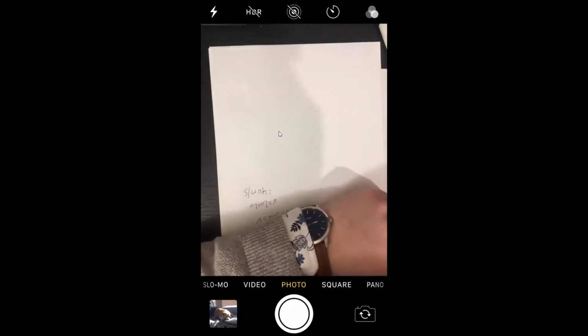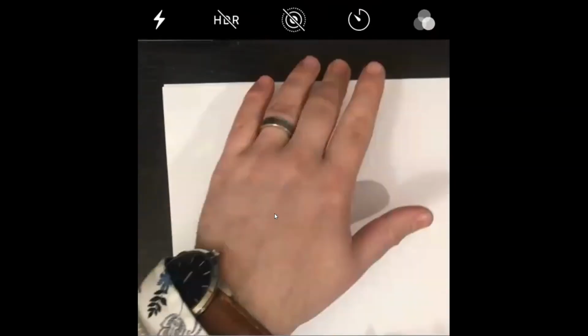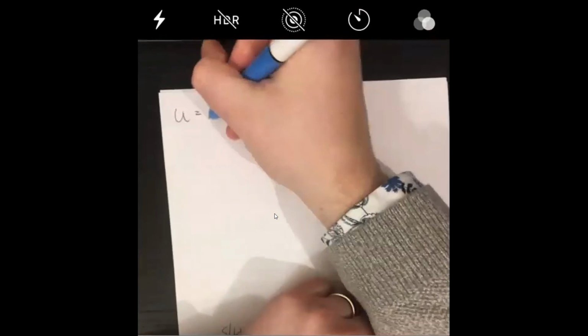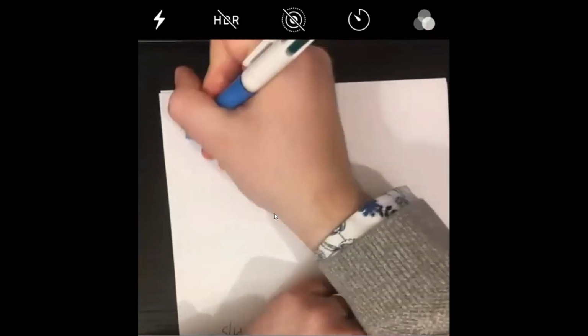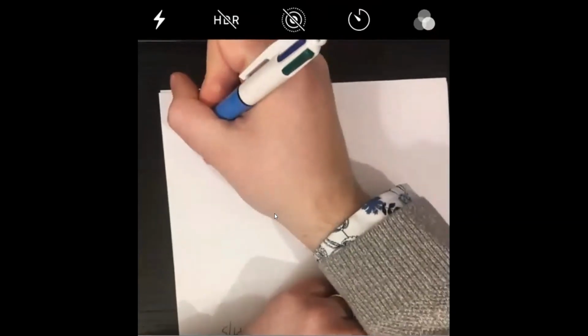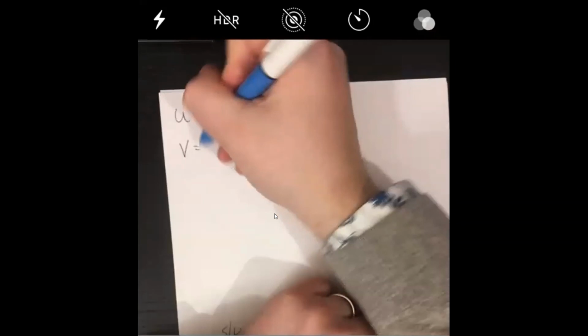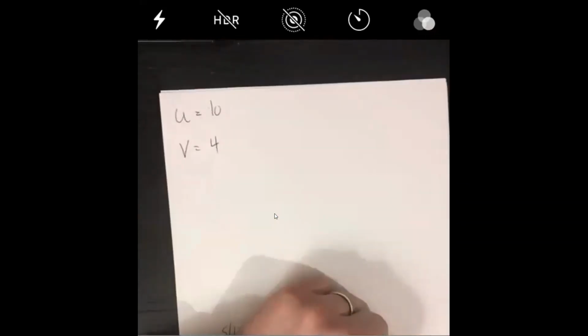Now I'm going to start being a bit more shorthand with the symbols, but you'll be able to tell what I'm doing. You're skiing down a slope at 10 meters per second, so your initial speed is 10 meters per second. Then you start slowing down to 4 meters per second in 2 seconds. So your final speed is 4 meters per second.